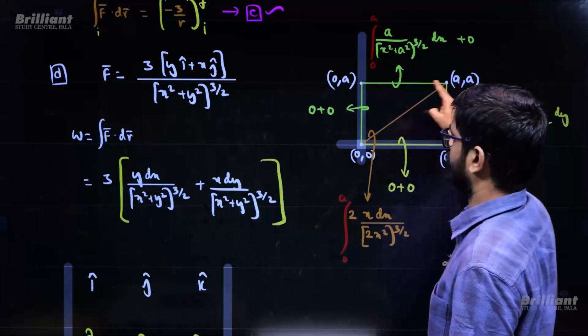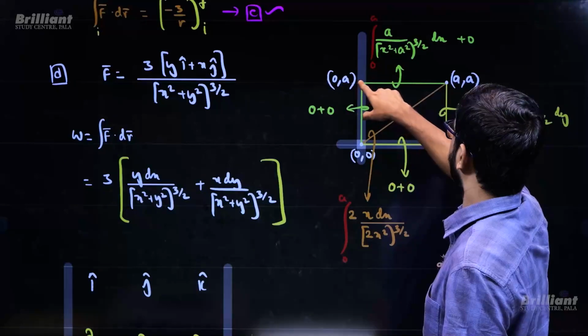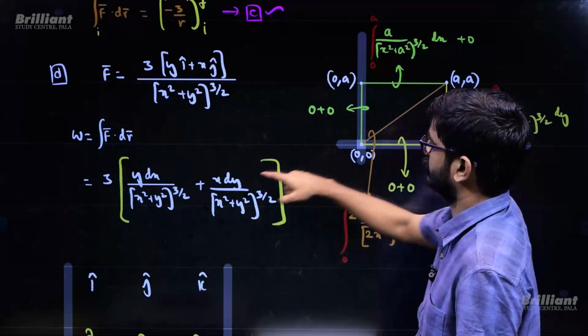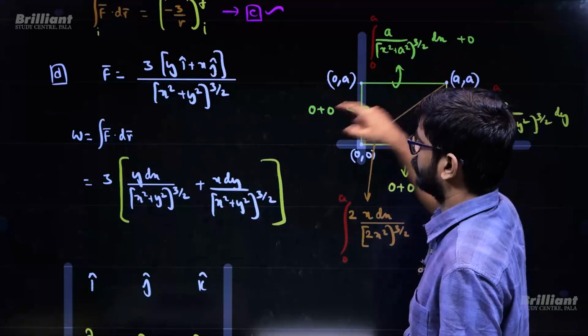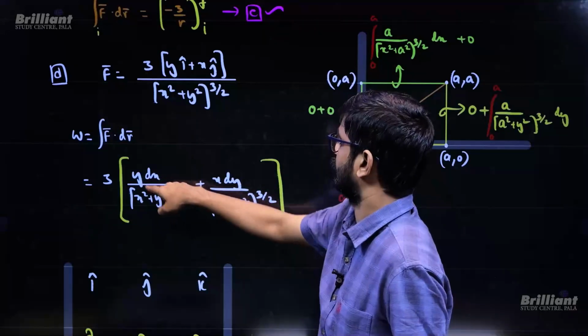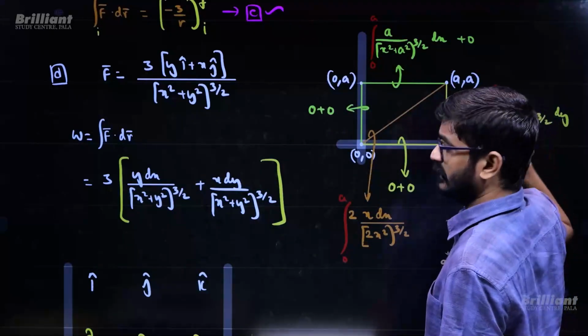Now when I go from here to here, y is not changing. So dy will be 0. But what about this? Y value is a. Instead of y, you can put a and you can integrate. Now these two are looking the same, so I didn't do any integration.